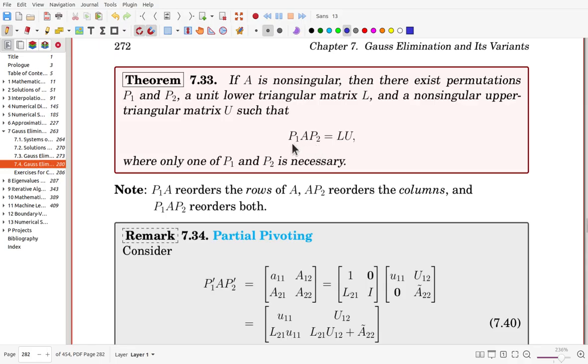P1 multiplication in front of A means row interchange. Now P2 means it's column interchange. So along with one of them applied, either left side or right side, the matrix can be LU factorized. That's the theory. P1A reorders the rows of A, and AP2 reorders the columns of A. And once you apply both permutation matrices, it reorders both columns and rows. Okay.